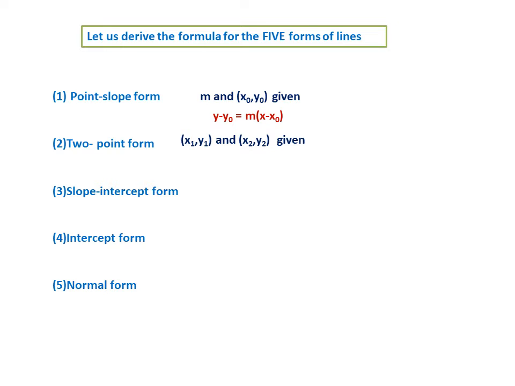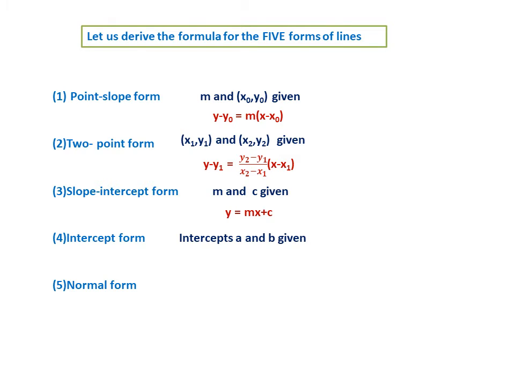Second, what is given? 2-point form. So x1 y1 is given, x2 y2 is given. What is the equation then? y minus y1 equal to y2 minus y1 divided by x2 minus x1 into x minus x1. The third one, what is given? m is given, c is given. Don't worry what c is here. I will explain when we come across this particular situation. y equal to mx plus c. And remember, we have to derive all these equations. So that is very important.